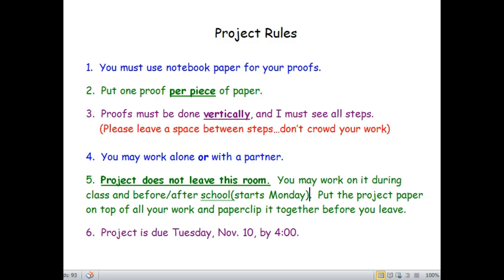Get with your partner, start talking about the project so you guys can get used to each other, so you can get used to working with each other. Because come tomorrow, you're not going to be able to talk to one another, and you're going to have to work with each other for 4 days like that.